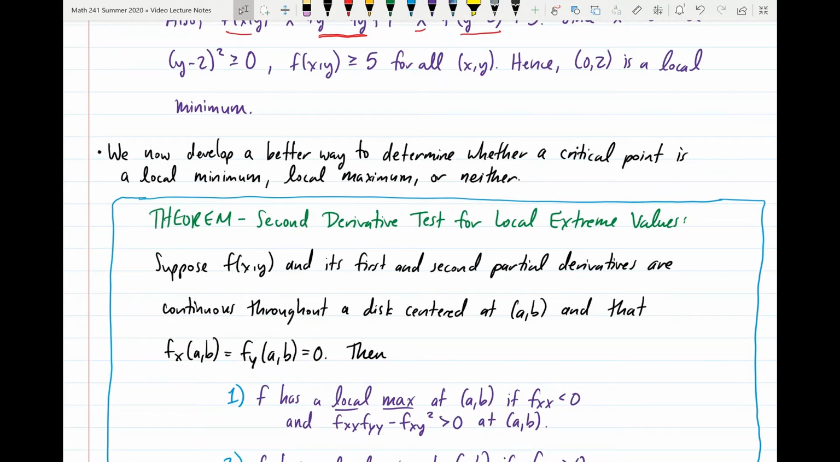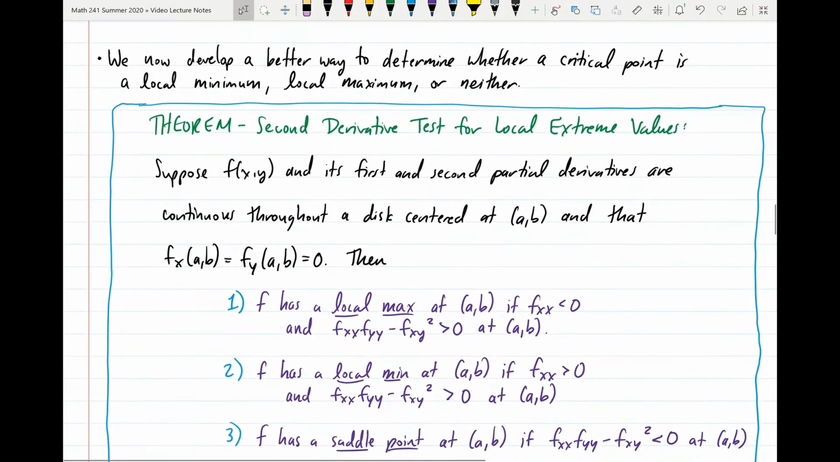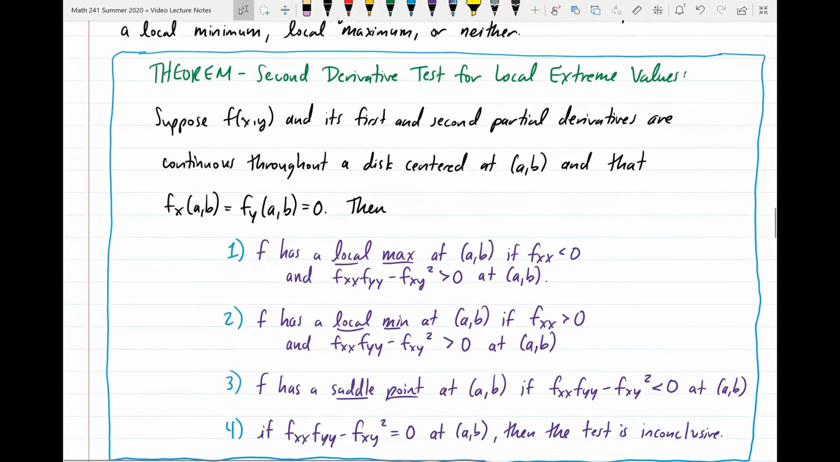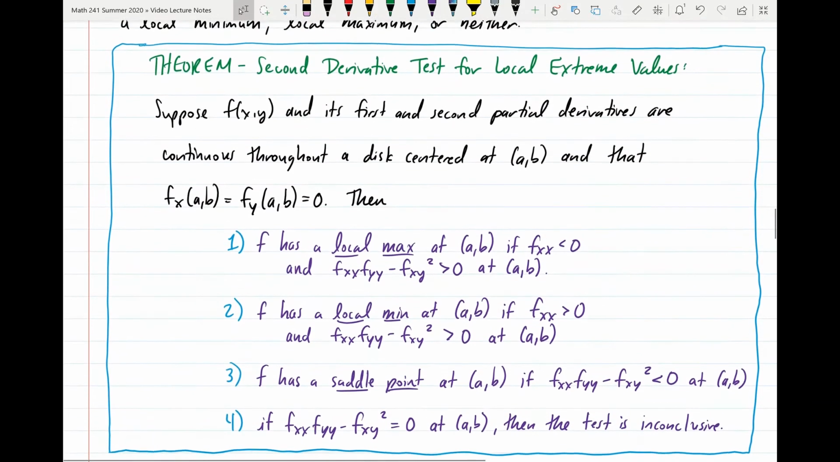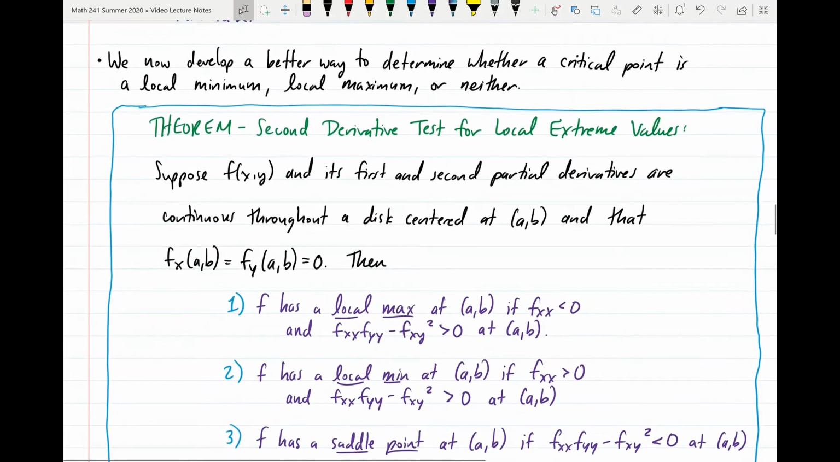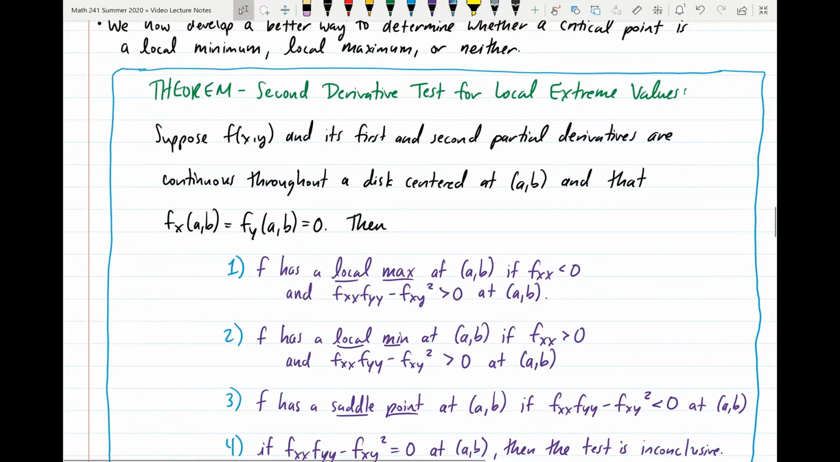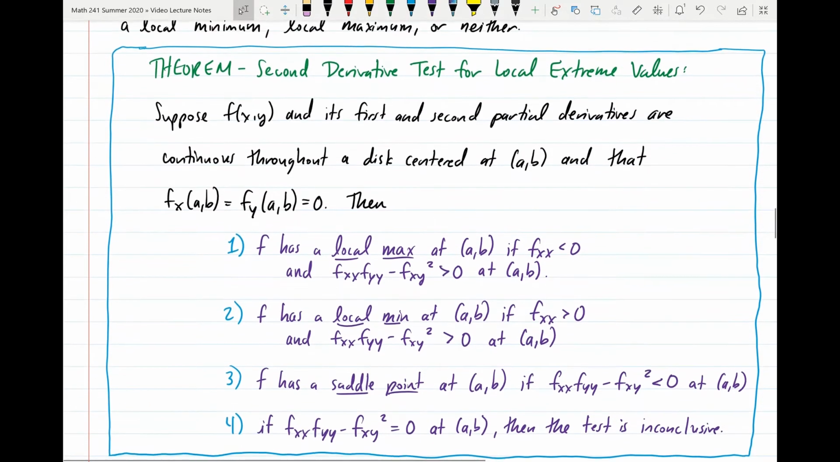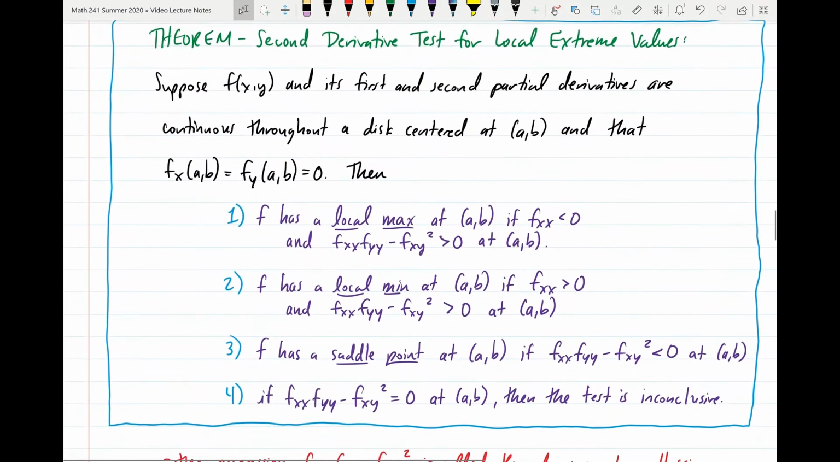We now develop a better way to determine whether a critical point is a local minimum, a local maximum, or neither, a saddle point. This is probably the biggest theorem for this section, the thing to pay a lot of attention to. We're going to call this theorem the second derivative test for local extreme values, because that's what the book calls it. Suppose that we have some function f of xy, and its first and second partial derivatives are continuous throughout a disk centered at (a, b).